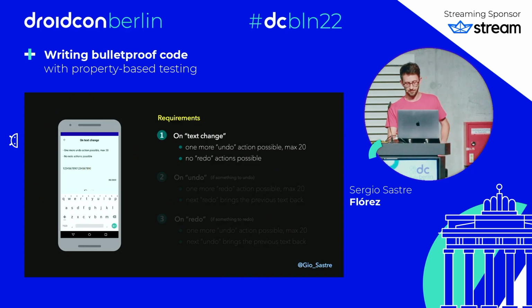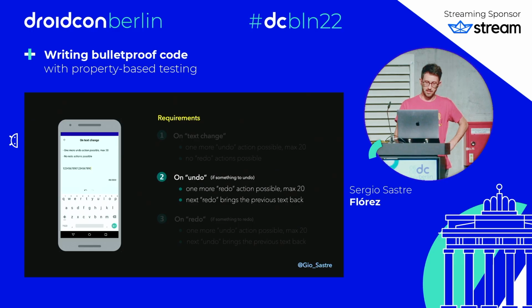And then we have the undo action. The redo button is now disabled. So we basically start undoing, and the redo button becomes enabled, so we can redo the undone actions. And on every single undo, we show the previous text. And after undoing 20 times, we cannot undo anymore, so the undo button is disabled.